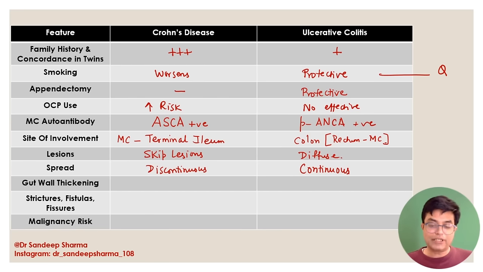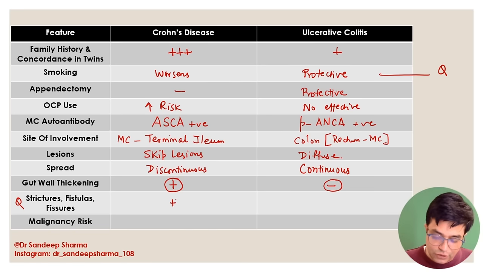Gut wall thickening kis mein hoga? Gut wall thickening is present in patients of Crohn's disease. There is no gut wall thickening happening in ulcerative colitis. Ulcerative colitis mein loss of mucosal haustrations can happen, but the gut wall thickening is not usually seen. Then strictures, fistula and fissure. There is a NEET PG recent question on this. Stricture, fistula, fissure kis mein common hai? They are seen in Crohn's disease. They are not seen in ulcerative colitis.